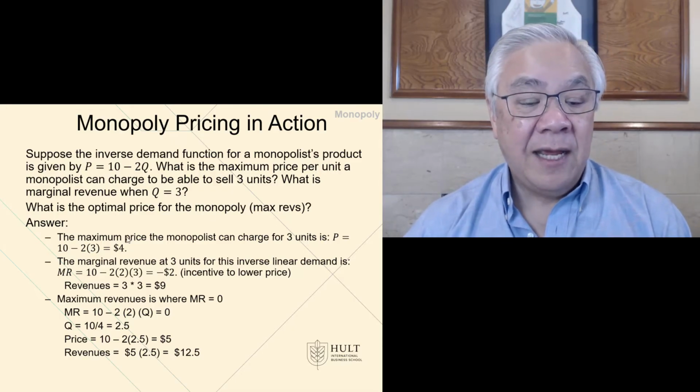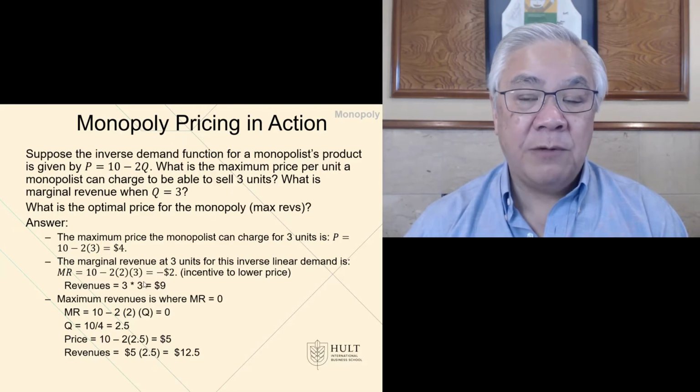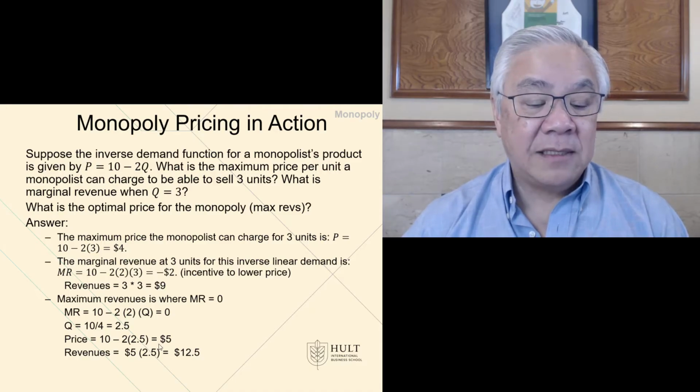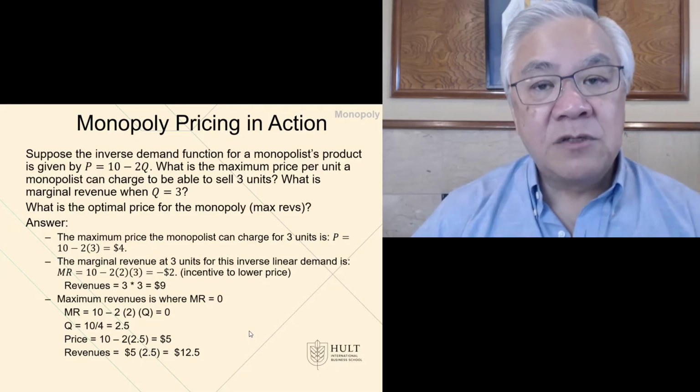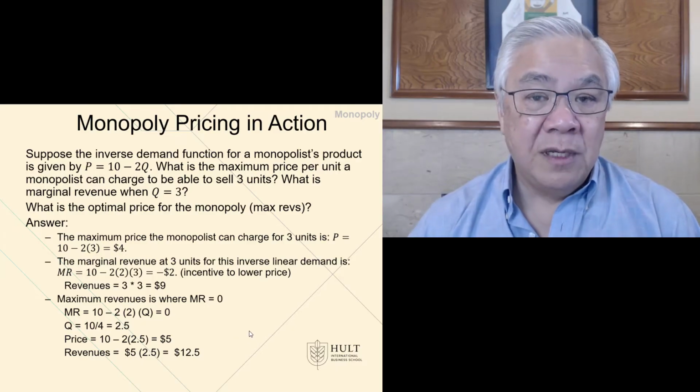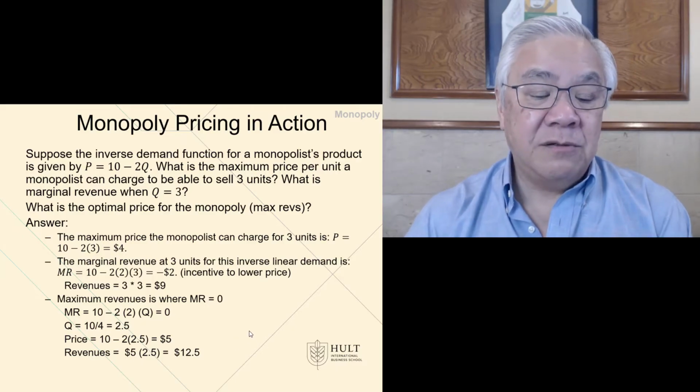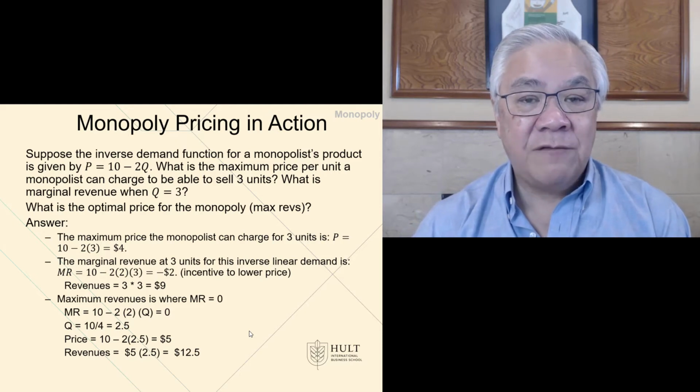So we can see that at 3, we are making only revenue of 9. At the quantity of 2.5, we make revenue of 12.5. So a monopolist who has control would then choose to lower the quantity produced and therefore raise the price, and that would maximize their revenue.